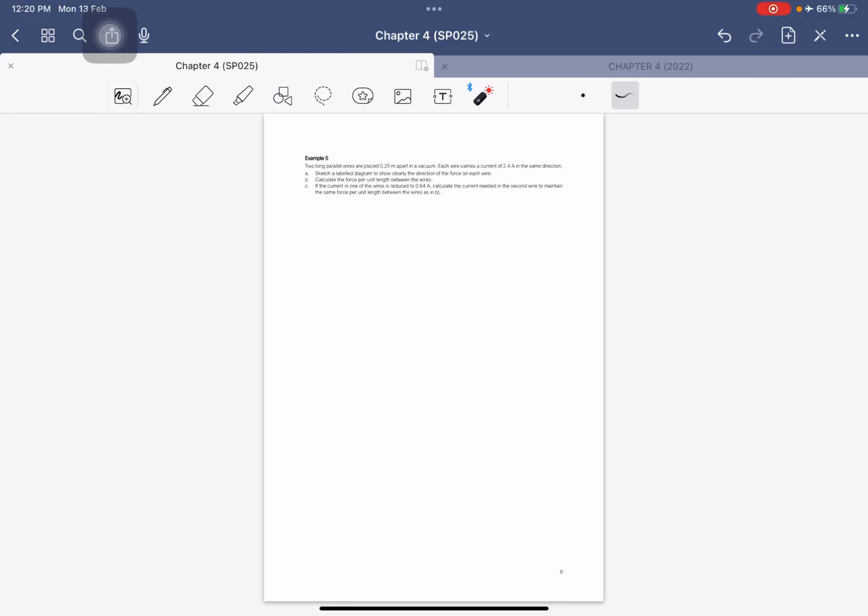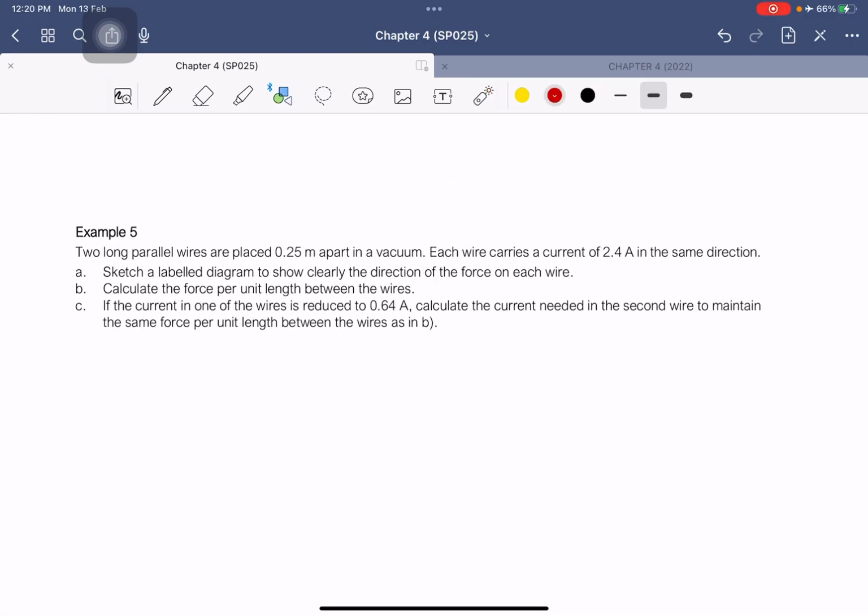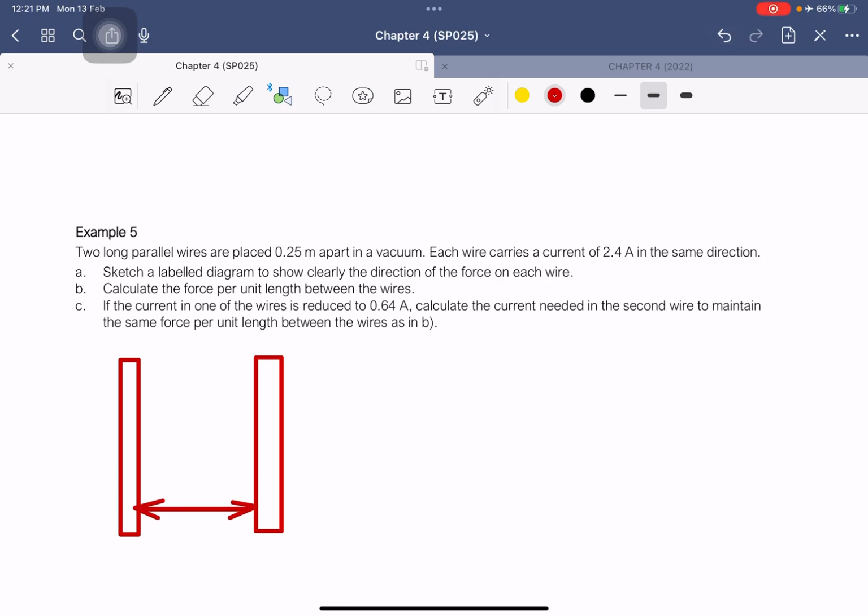Now we will apply this to example number 5. We have two long parallel wires placed 0.25 meter apart in vacuum. Okay, so they are 0.25 meter apart. And then we need to sketch a diagram to show clearly the direction of the force on each wire. I'm not going to label it.